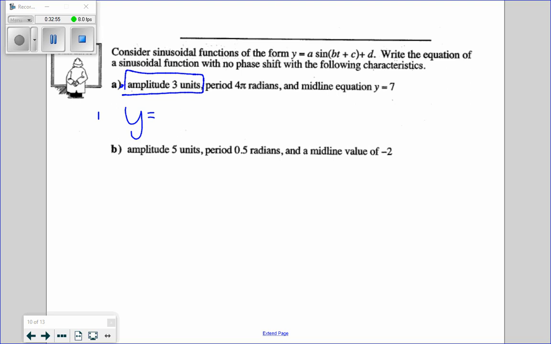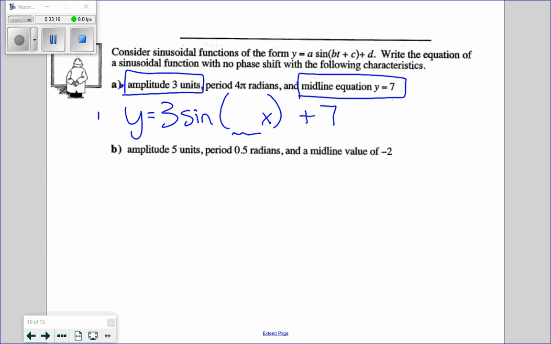So amplitude of 3. Where does that number go? First. So we go 3 sine. Now, we'll leave the b value till the end. Midline is through positive 7. So we have to have a plus 7 on the end. Make sure that you put brackets around the x so you can see that it is on the end. Okay. So in your equation, this is A, this is B, this is what we call D.